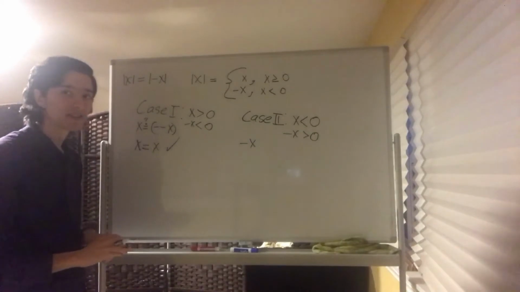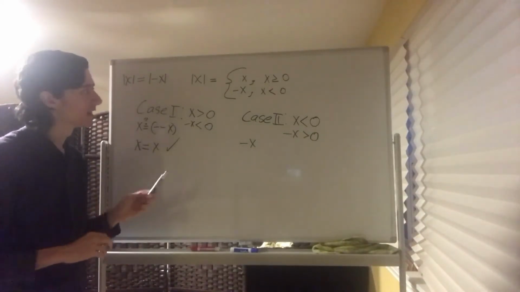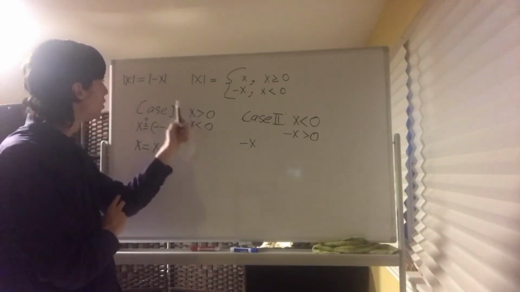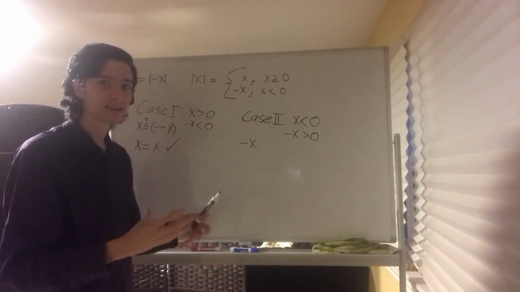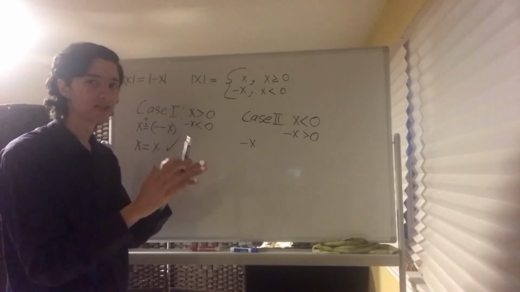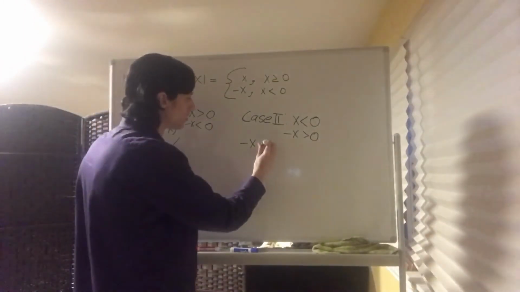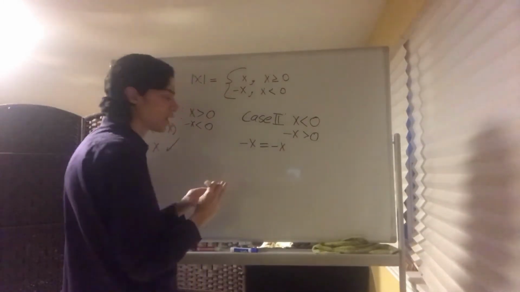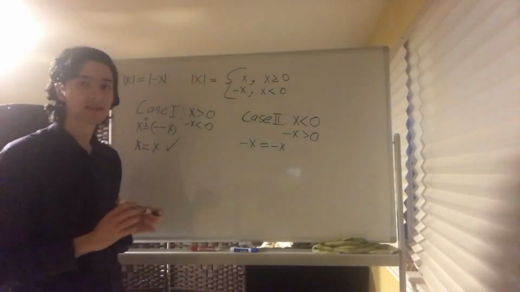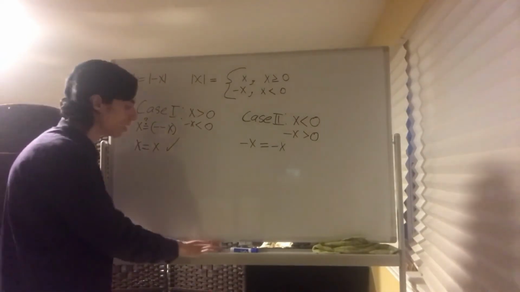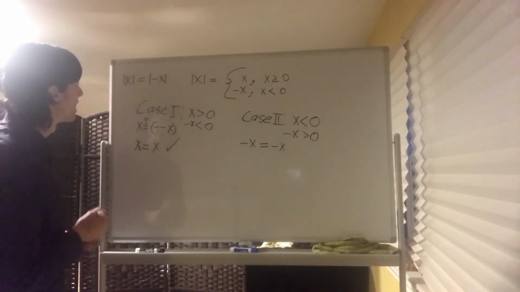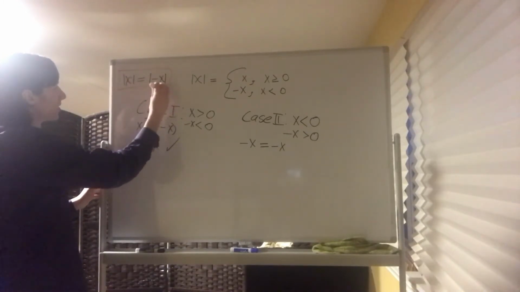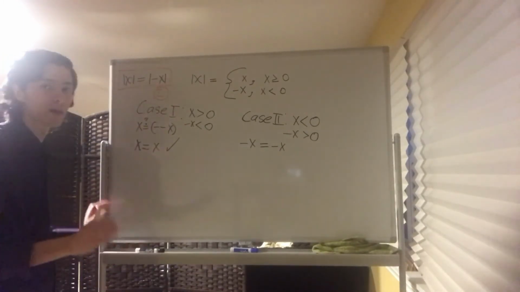And negative x is positive, meaning that the absolute value of negative x is equal to negative x. The argument inside the absolute value stays the same. So we have negative x is equal to negative x. Therefore, in both cases, this property holds. So we can safely say that the absolute value of x is equal to the absolute value of negative x. And we can call that property 2.